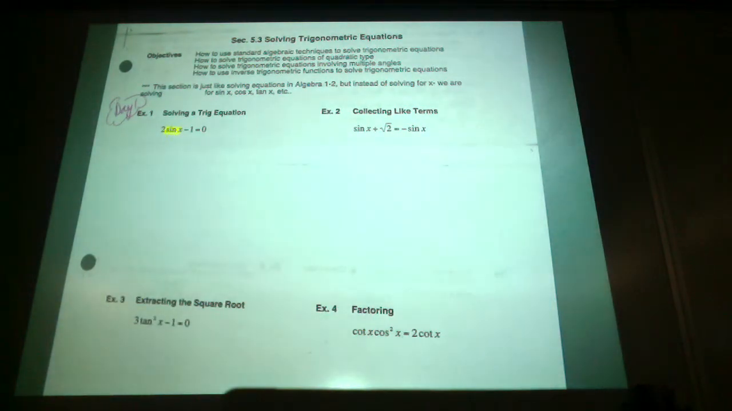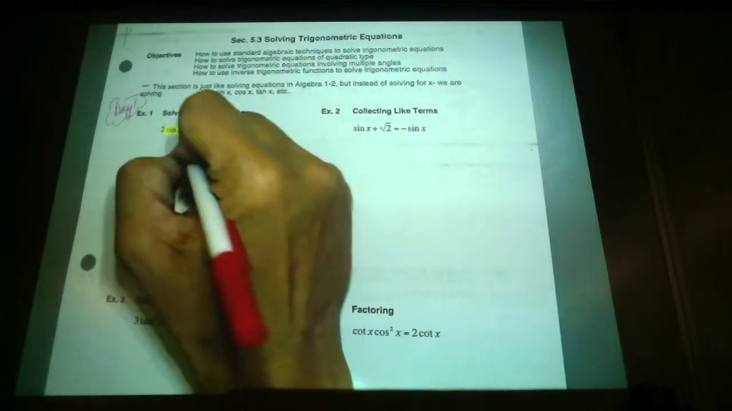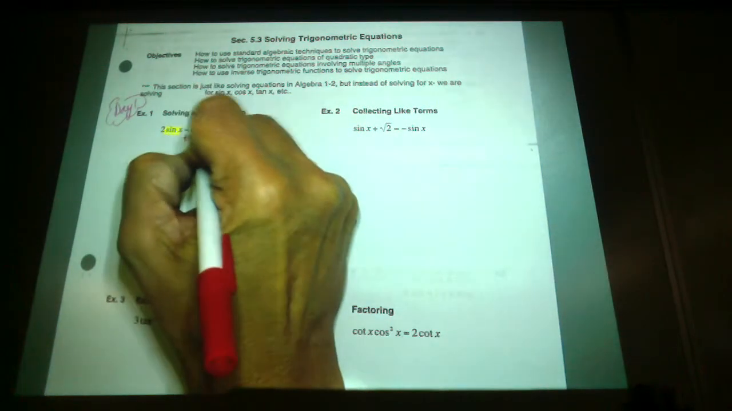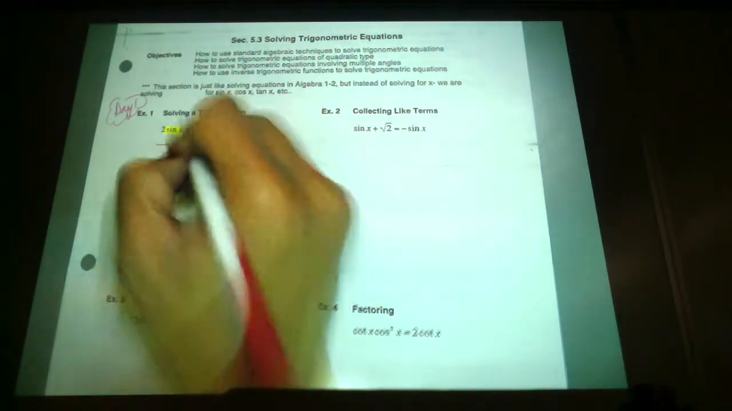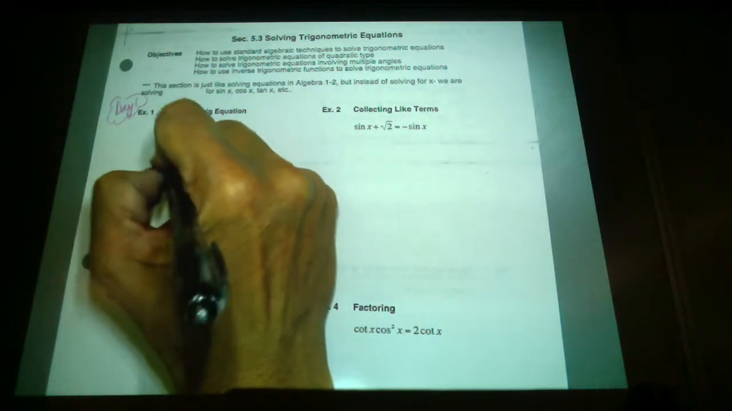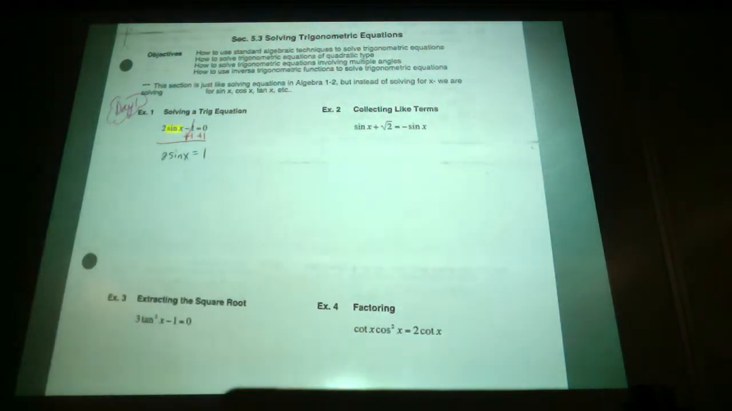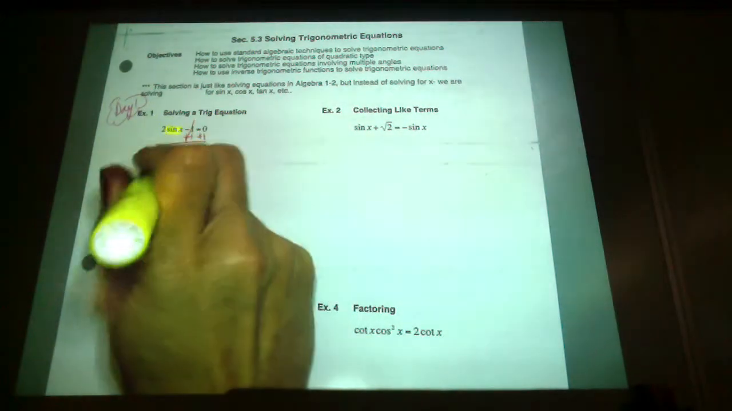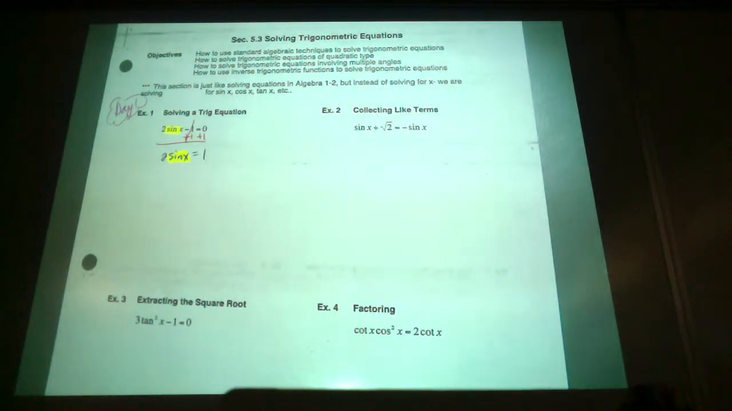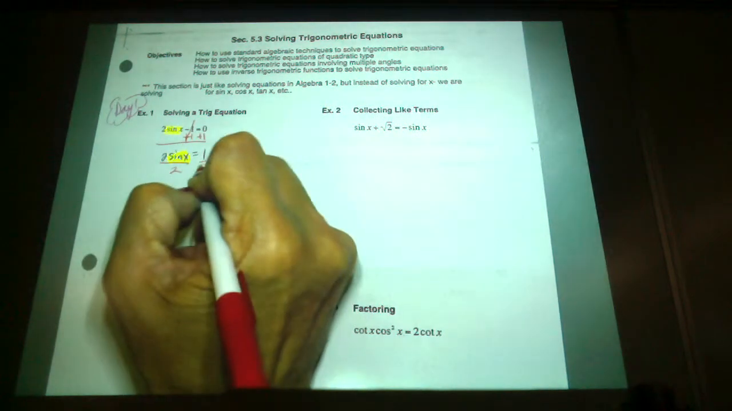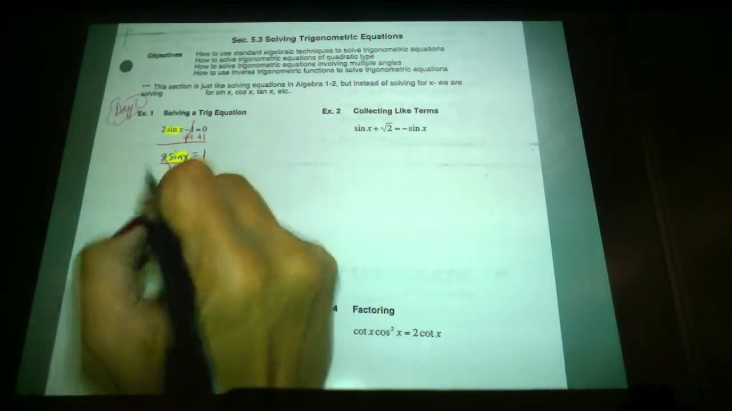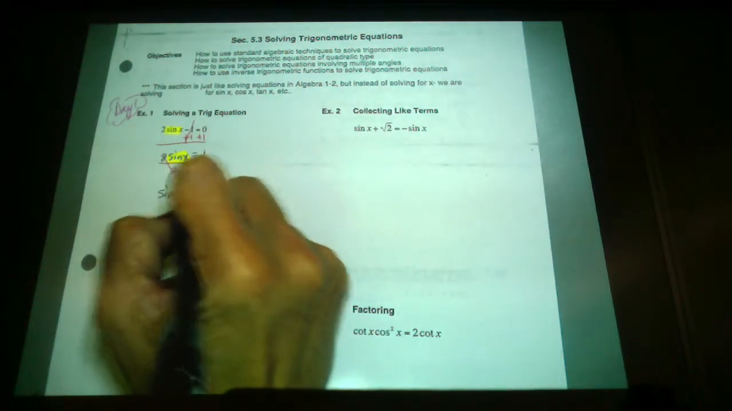So, on example 1, I want to get my sine of x by itself. Just pretend like it's 2y minus 1. What would you do? Yeah, we'd add 1 to both sides. So we're going to end up with 2 sine of x equals 1. Now I essentially have 2y. What do we do now? We divide by 2. And so my final answer, almost, as far as solving for sine of x is 1/2. Now I have to pay attention to the fact that my sine of x is positive.